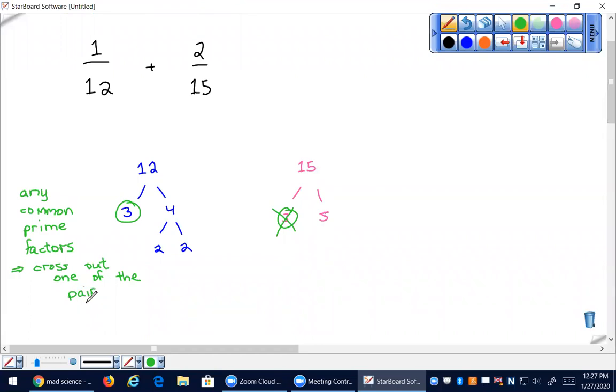So that's our rule. There was a 3 in both, so we just get rid of one of the 3s. If there were more things in both, we would get rid of the left-hand copy of each pair that happened in both cases. Then our least common multiple, we take everything that's left and multiply it together. So 3 times 2 is 6, times 2 is 12, and 5 is 60.